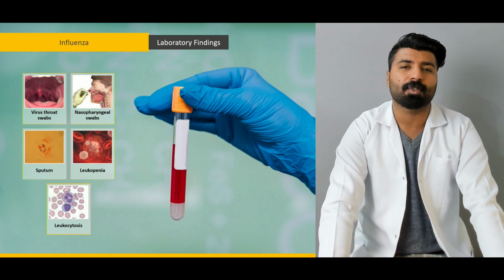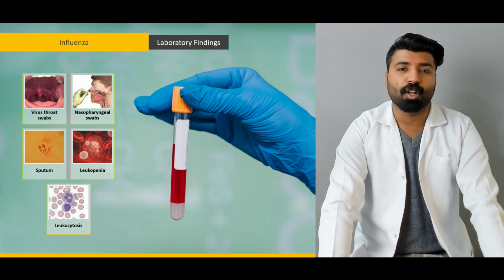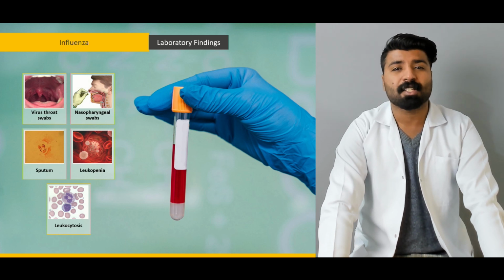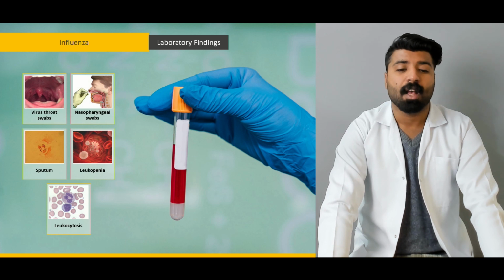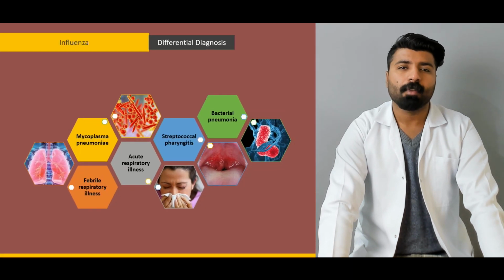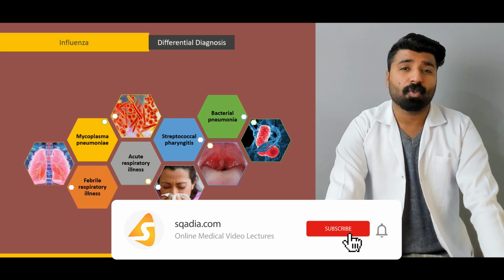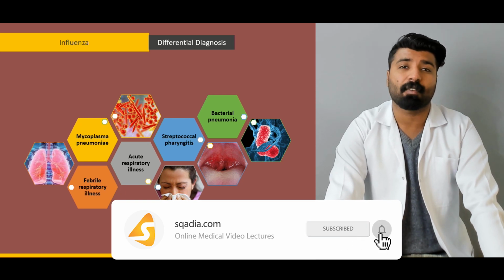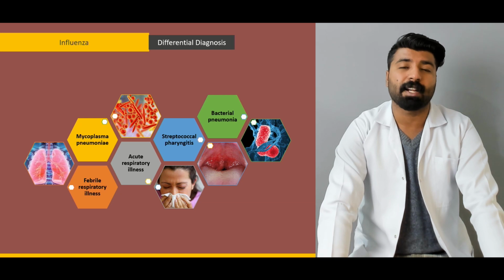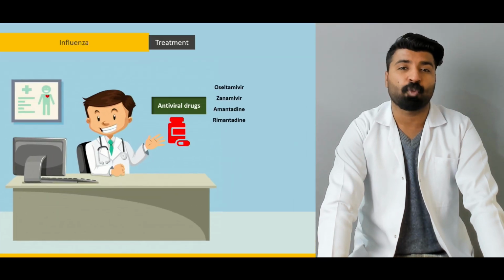To reach our diagnosis, we have to go for the history first. I'm going to tell you what history points you have to look for, and what points regarding physical examination you have to look for. And afterwards, you have to go for the laboratory findings, which will include virus throat swab, nasolaryngeal swab, sputum, leukocytosis, and leukopenia. Next, I'm going to tell you what the differential diagnoses are based on our readings, but how do we confirm that it's our confirmed diagnosis of influenza? How do we reach our final diagnosis?